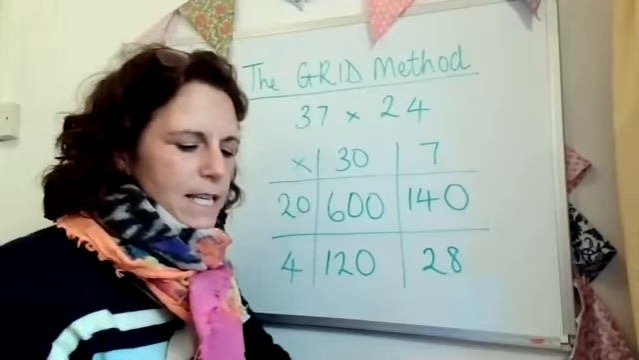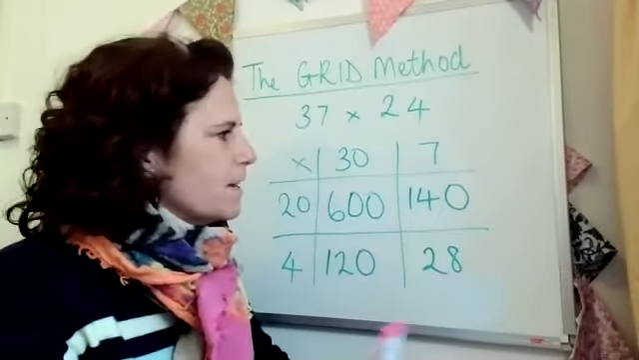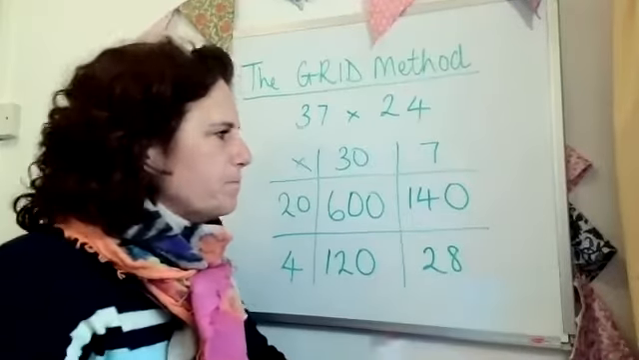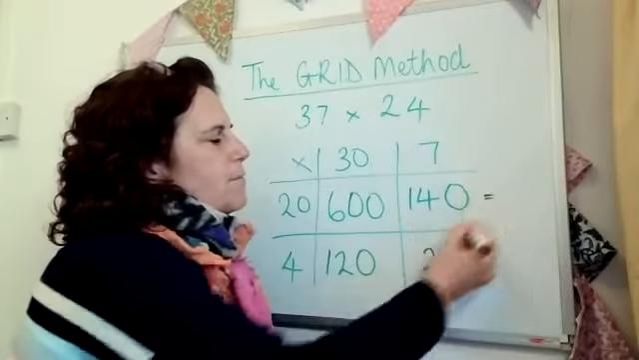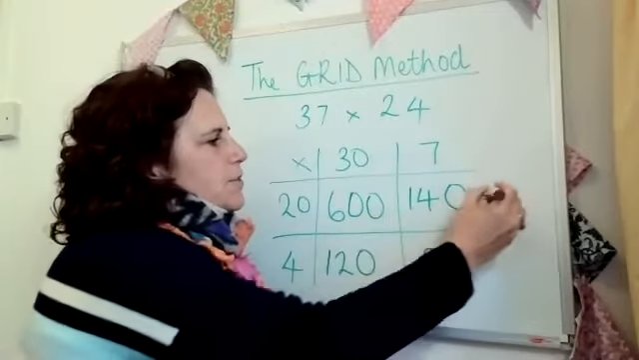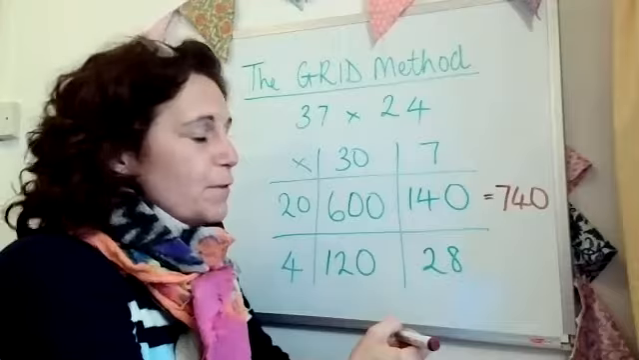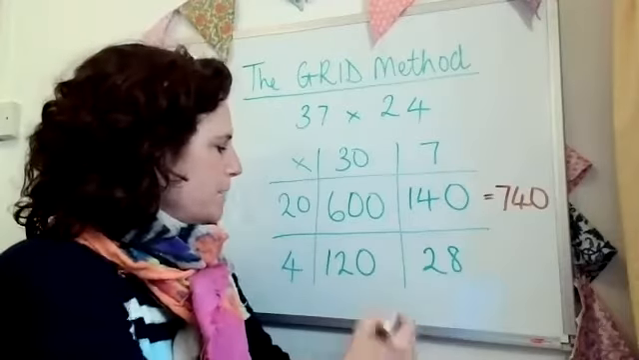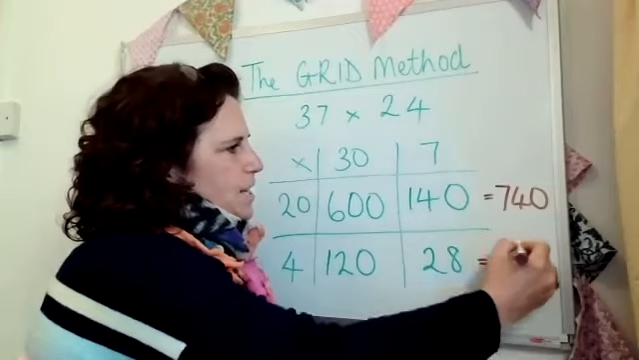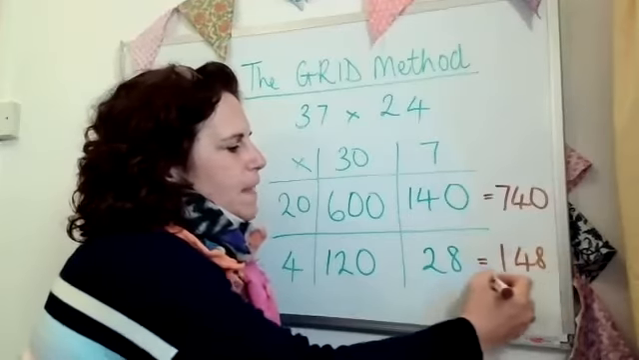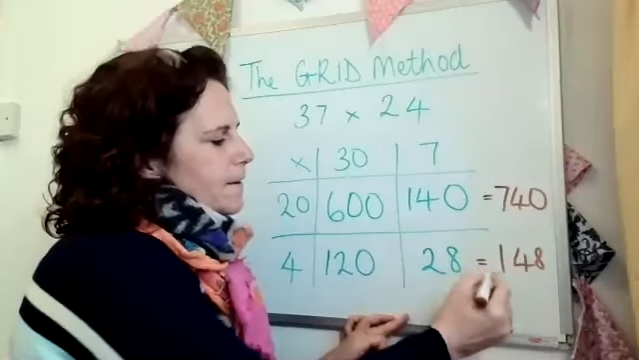Now we've got to do some adding up. I'm actually going to switch colours because it might be a bit easier for you to see if the numbers aren't all crashing into each other. So 600 and 140. Let's add that row up first. So that's 740. We can do this in our heads, but if you need to write them down, that's absolutely fine. 120 add 28 is 148.